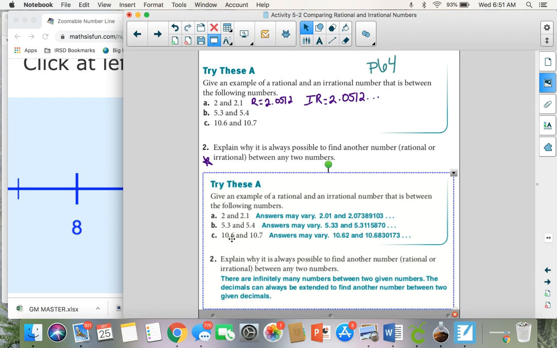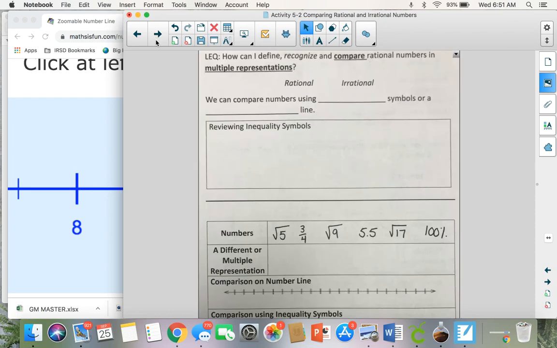Same thing here, because it's between 10 and 6/10 and 10 and 7/10. All these numbers have that first 10 and 6/10. So go ahead, pause, check your answers. And then you should have a worksheet in front of you that looks like this.